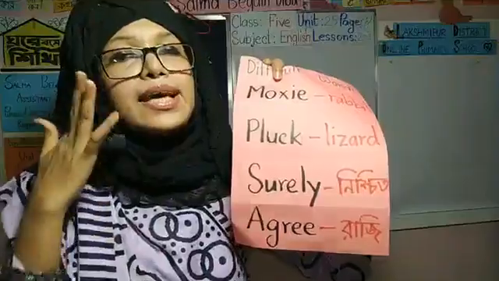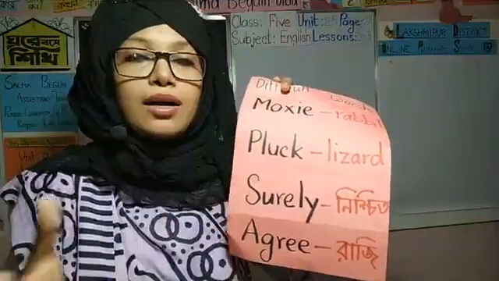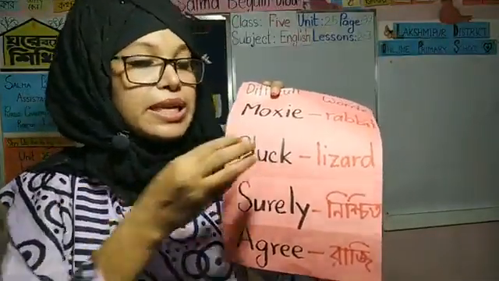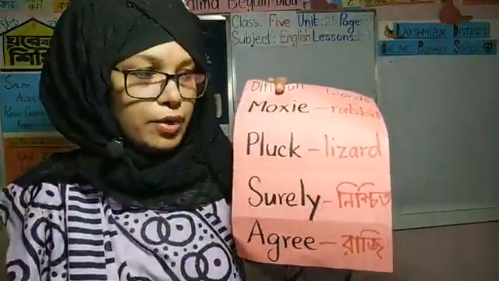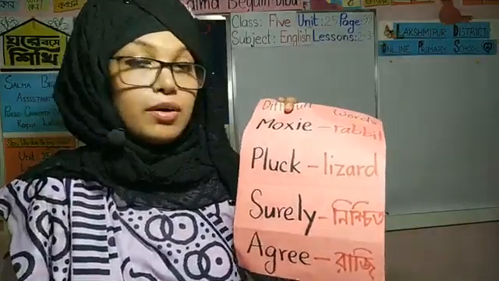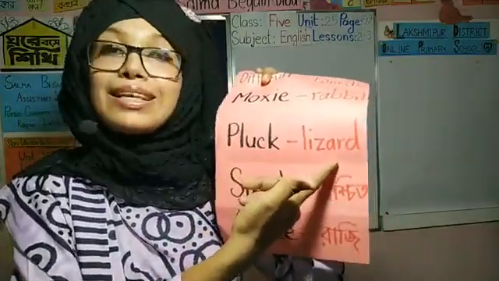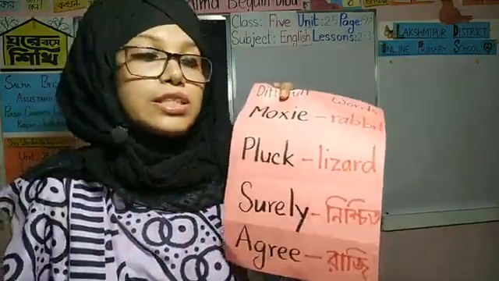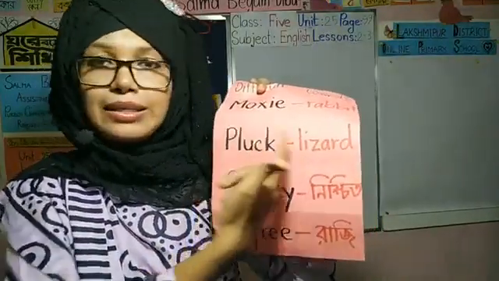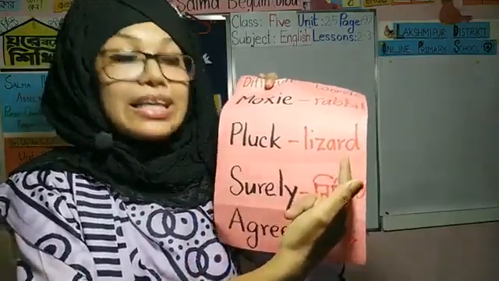Plug. Yes, it has meaning, but here the word is a name. Plug has other meanings, but here Plug means a name. So what's the name of this animal? This animal was a lizard. What was the lizard's name? Plug. So Plug the lizard. Okay, that means Plug was the name of the lizard.